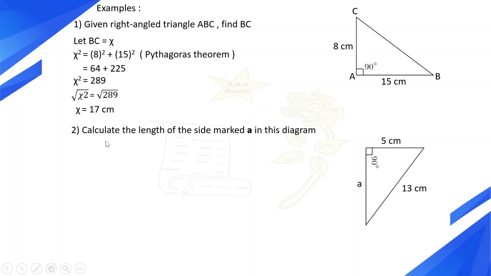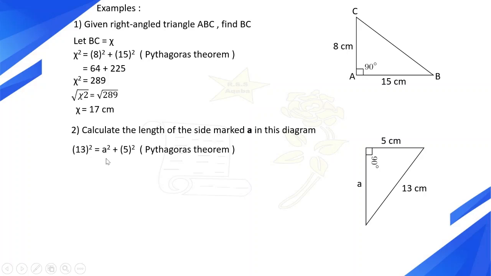Another example, calculate the length of the side marked A in this diagram. This is the unknown side. This is the longest side, which is opposite to 90 degrees. It's the hypotenuse. So, according to Pythagoras theorem, 13 square equal 5 square plus A square. 13 square equal A square plus 5 square.